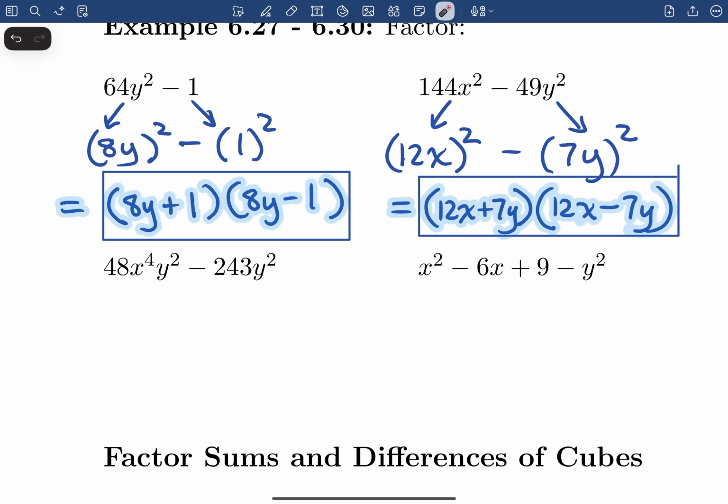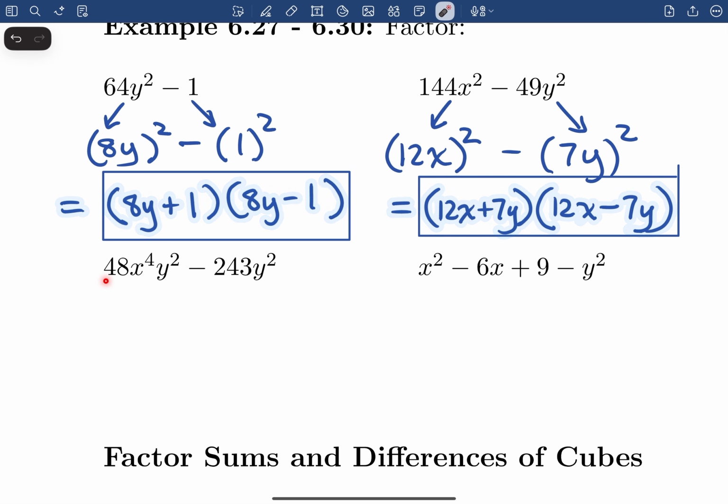Okay, now let's go ahead and address a few more of these. We'll do two more. And these two more, maybe they're a little more complicated than the previous ones. We're trying to increase complexity as we go. Okay, so let's jump into this next one. I see 48x to the fourth y squared minus 243y squared. And maybe there's a GCF. Before I try to apply the difference of squares pattern, I might try to look for a GCF.